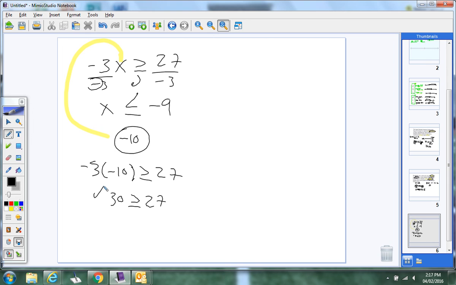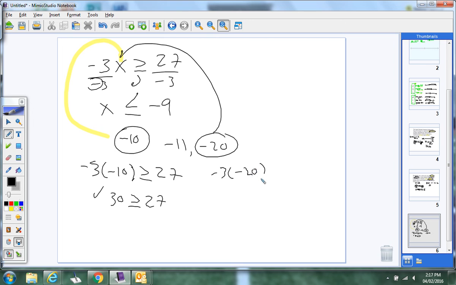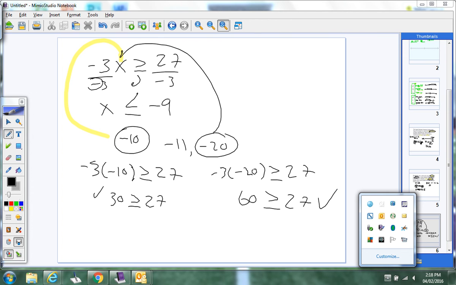What I mean by works is, remember, inequalities are a group of answers. I could have used negative 10, negative 11, negative 20, anything smaller than negative 9, and it still would have worked. For example, I'll do it one more time with negative 20. Negative 3 times negative 20 is greater than or equal to 27. Negative 3 times negative 20 is a positive 60. Is 60 bigger than 27? It is. So again, we've checked it one more time. Hope you find this a little helpful, and we'll continue to do this.